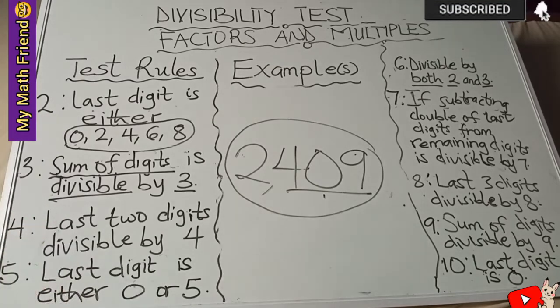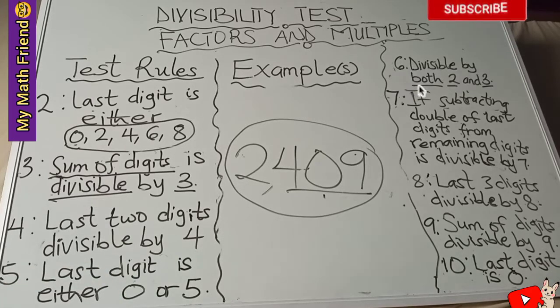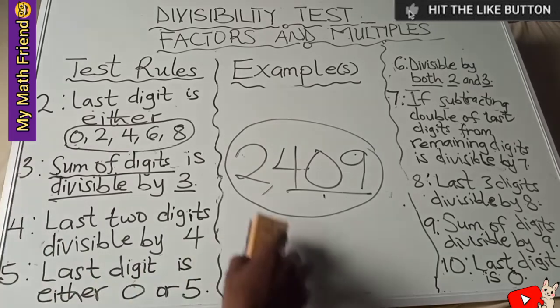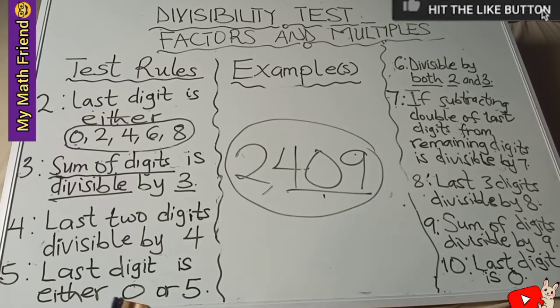Okay, let's look at the test rule for 9. The test rule says that the sum of the digits should be divisible by 9. Sum of the digits. Okay, so let's find out. Let's look at an example where the sum of the digits is divisible by 9.